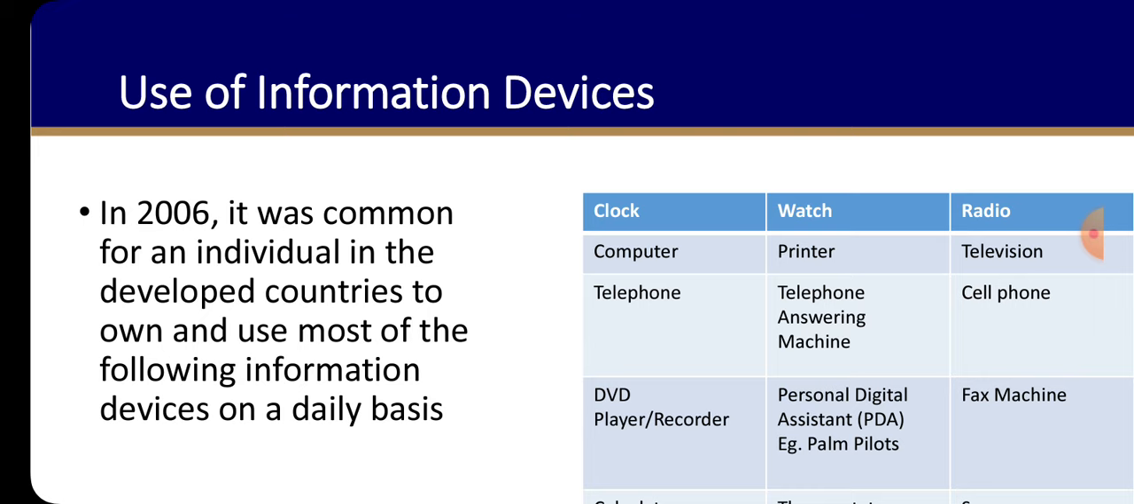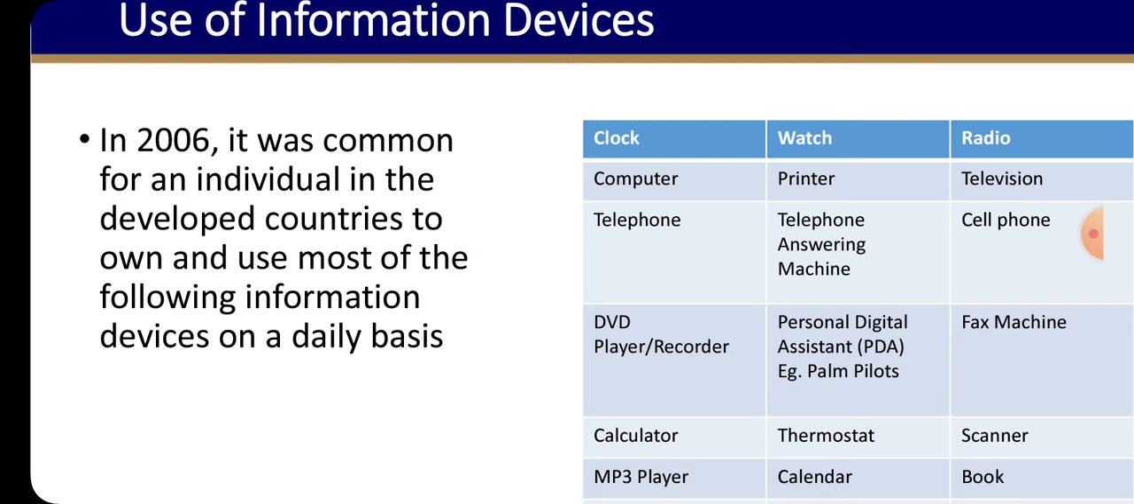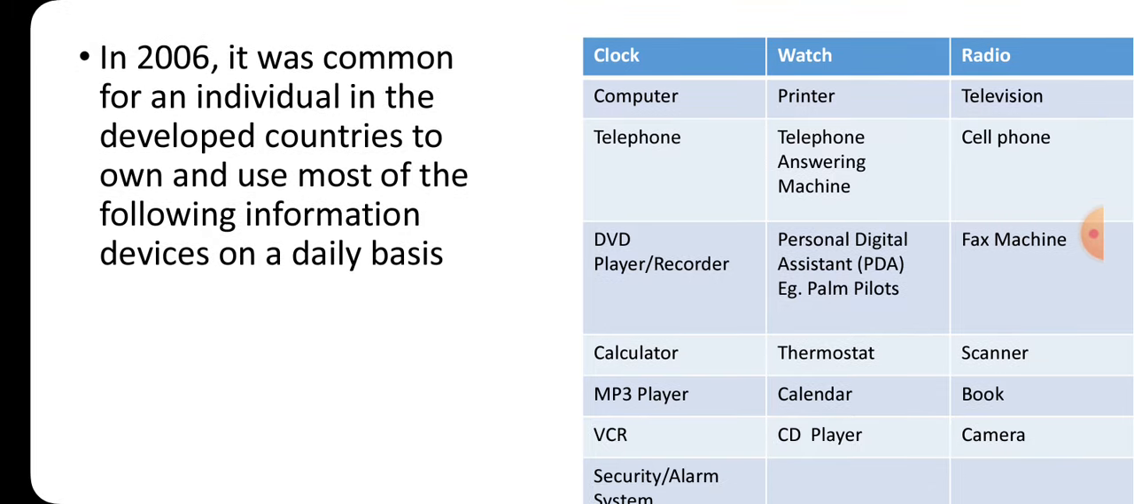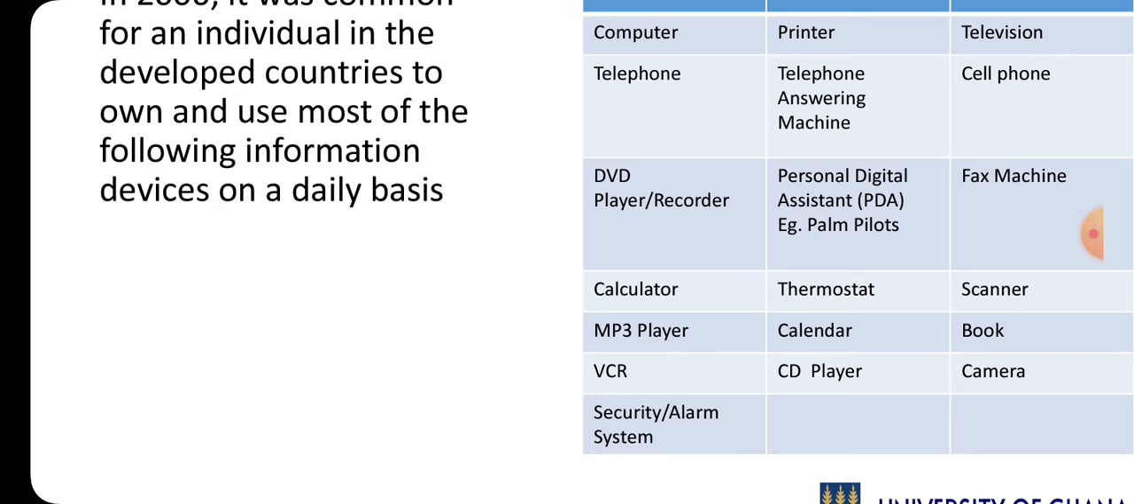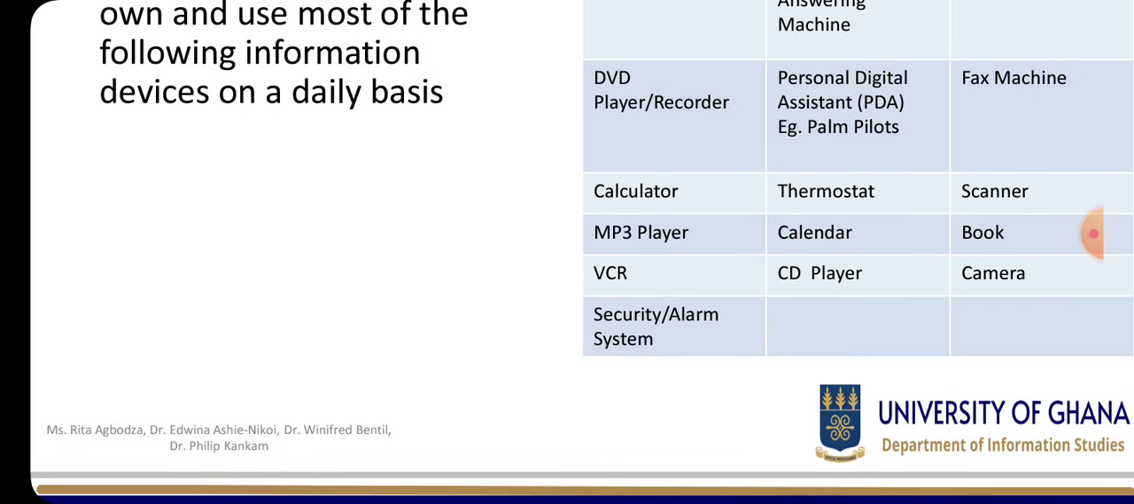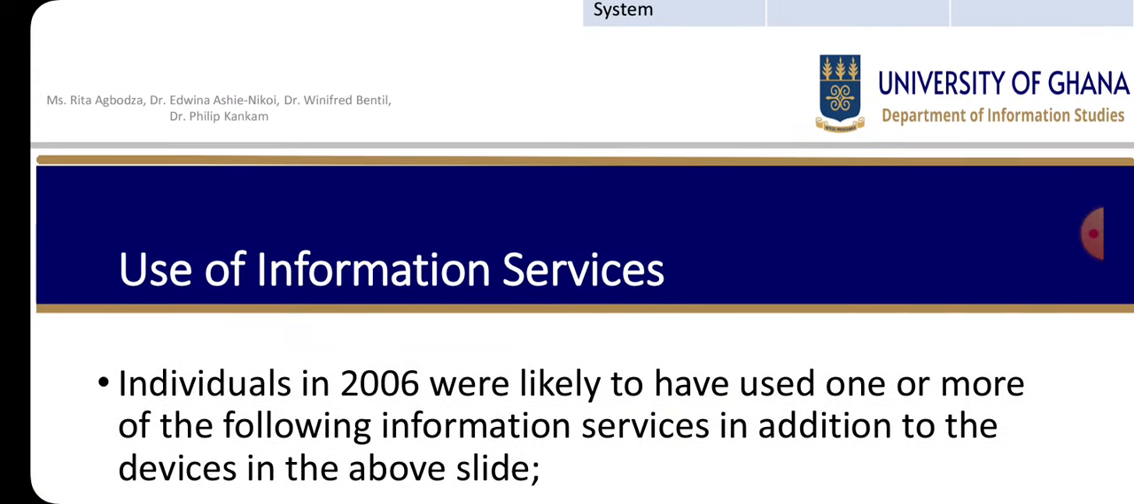In 2006, it was common for an individual in developed countries to own and use most of the following information devices. So when you go to those developed countries, they were using clocks, computers, telephones, printers, watches, radios, fax machines, DVD players, calculators, thermostats, scanners, MP3, calendars. They were using books, VCR, CD player, camera, and then security alarm system. So these were things they were using.